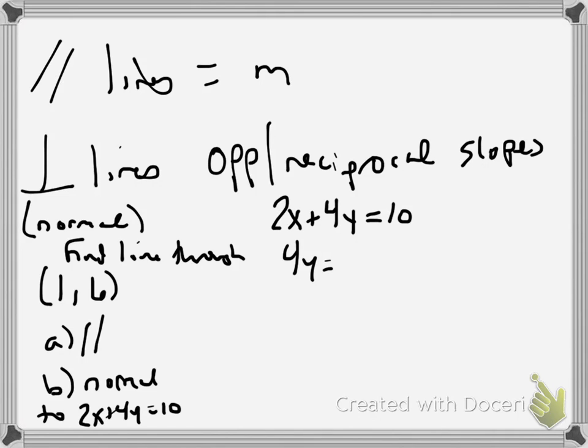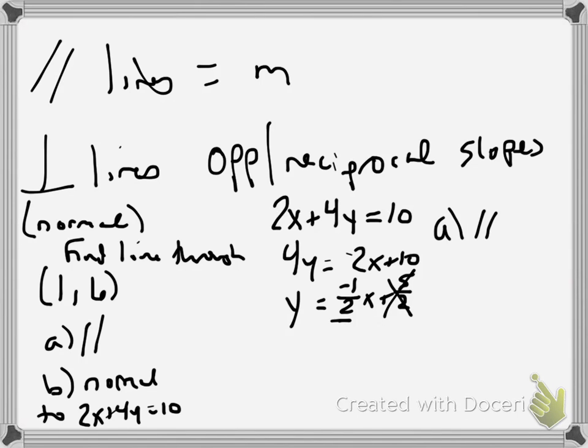So 4y = -2x + 10. We divide through by 4. We get -1/2 x + 5/2. All right, don't really care about the 5/2. That's fun to know that the y-intercept is at 5/2. But what I really care about is the -1/2. That's my slope.